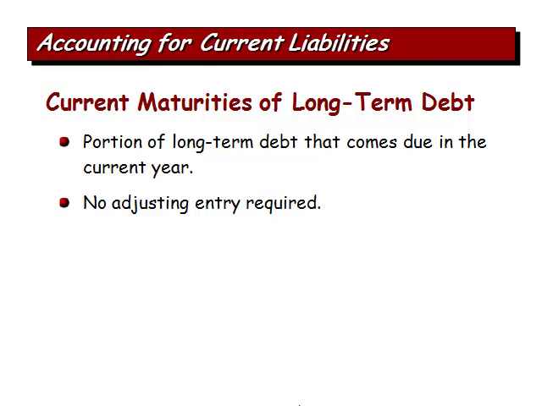Another current liability is the portion of the long-term debt that becomes due during the current year. No adjusting entries are required for this, but we need to reflect it on the balance sheet. So let's say we have a note payable, and it's a 10-year note payable, but at the end of year 5, we're going to start paying off 10%. A portion of that would then become a current liability in year 5.